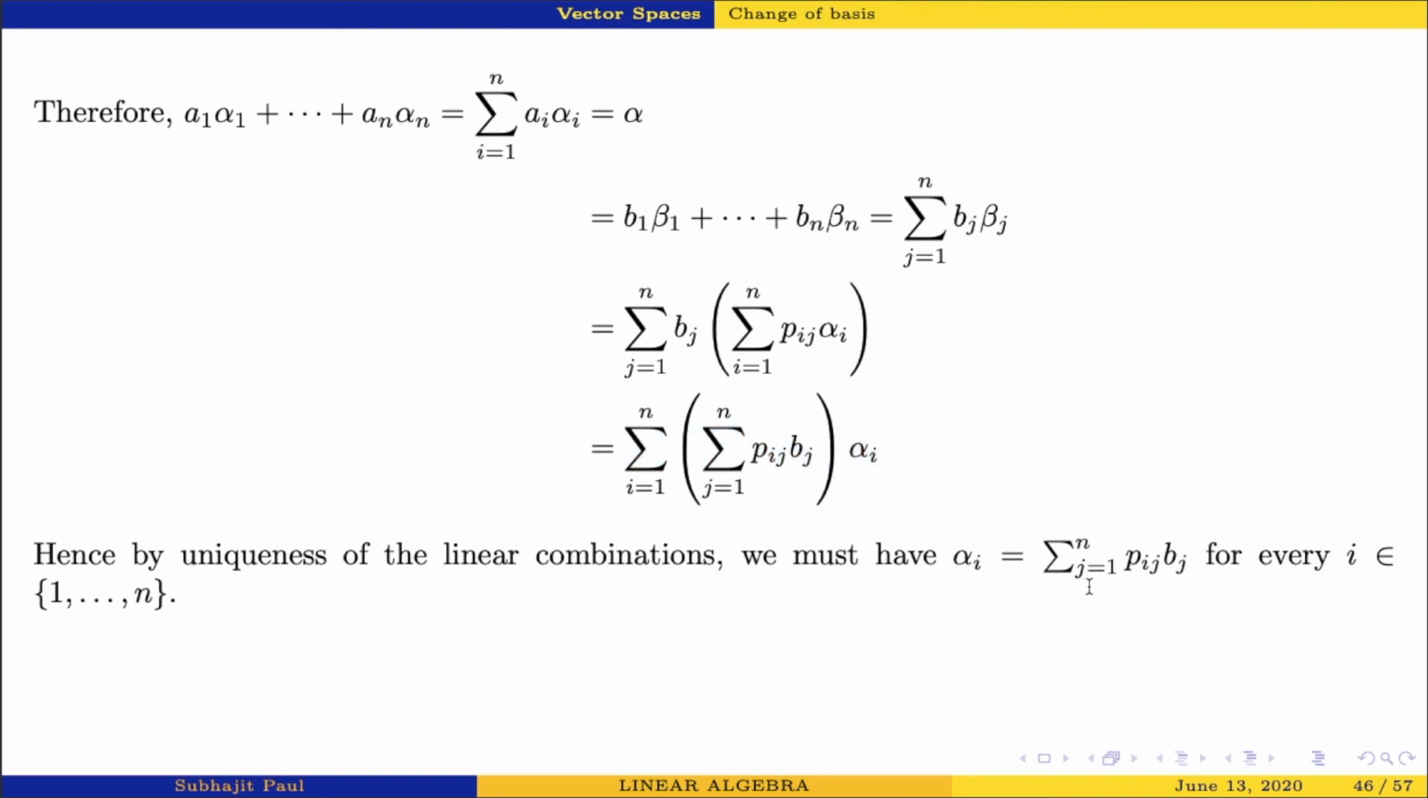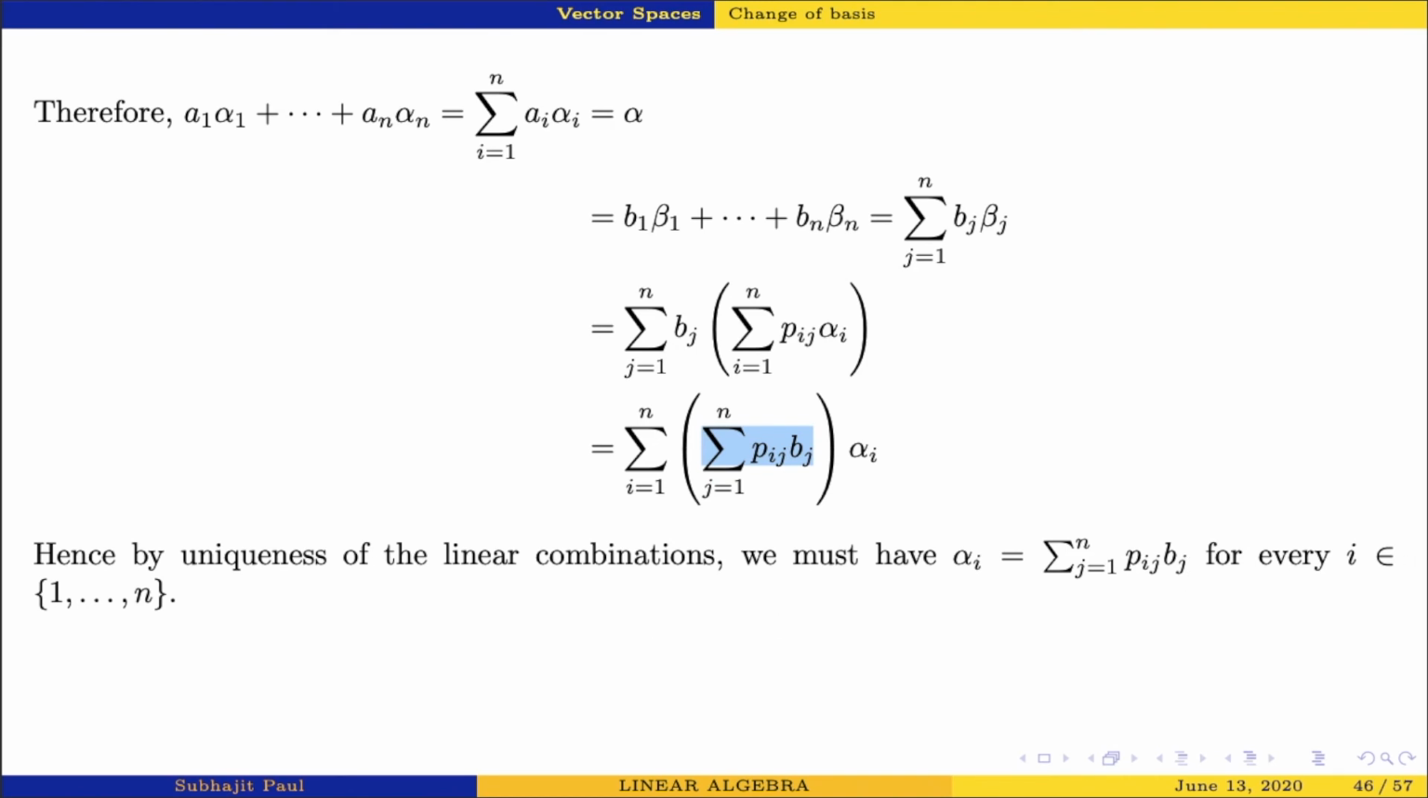Okay, this is the coefficient for alpha i in this expression, and a_i is the coefficient of alpha i in this expression, left hand side. So a_i, I'll change this one in the PDF uploaded. We must have a_i equals the sum over j of P_ij b_j for every i running from 1 to n.